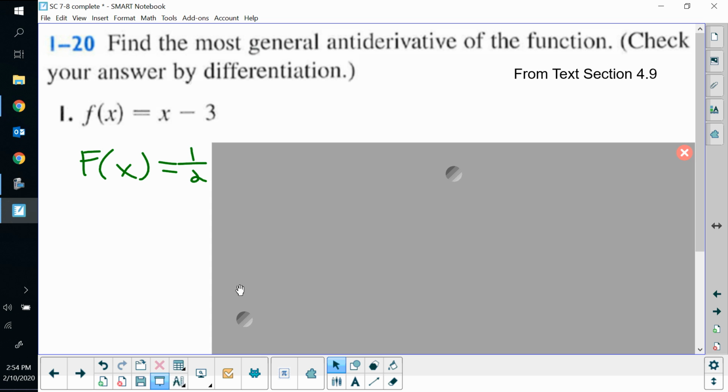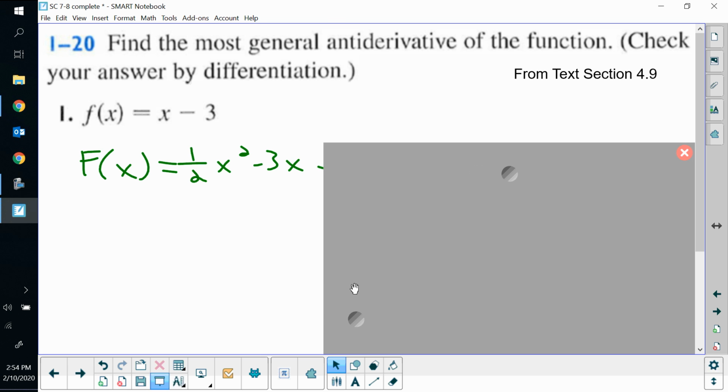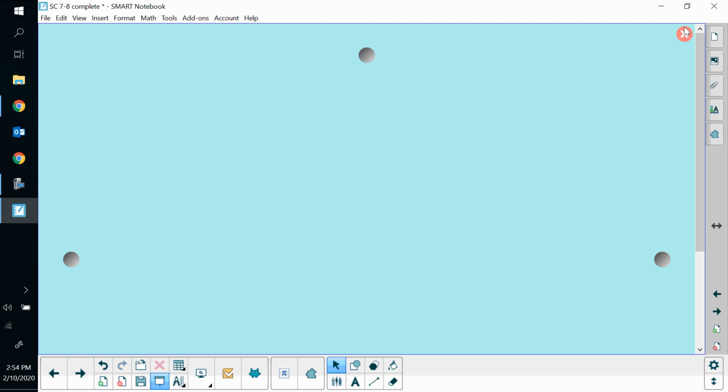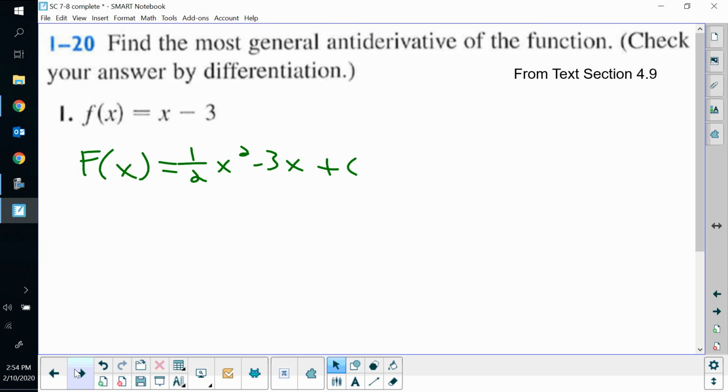All right, so we should say capital F of x. The new exponent is 2, and dividing the 1 out front by 2, we get 1/2, so 1/2 x squared. A constant's antiderivative becomes linear, so we have -3x, and then don't forget your plus c on the end.